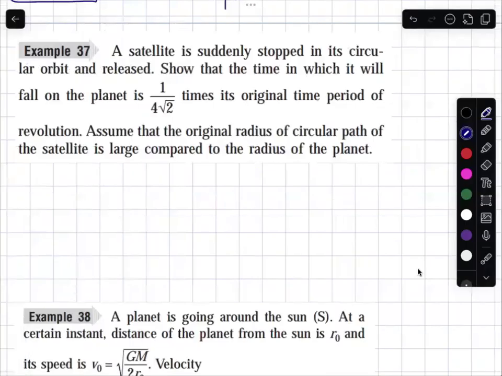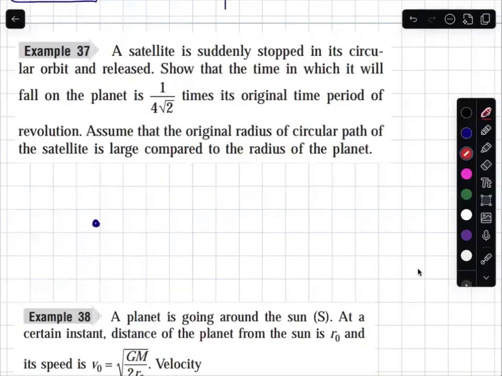Very simple question. You know how to do this because I have already delivered the necessary content by this time. Read the question carefully. A satellite is suddenly stopped in its circular orbit and released. Show that the time in which it will fall on the planet is 1 by 4 root 2 times the original time period of revolution. Assume that the original radius of the circular path of the satellite is large compared to the radius of the planet. In this case, you should imagine that the planet is of the size of a point mass.